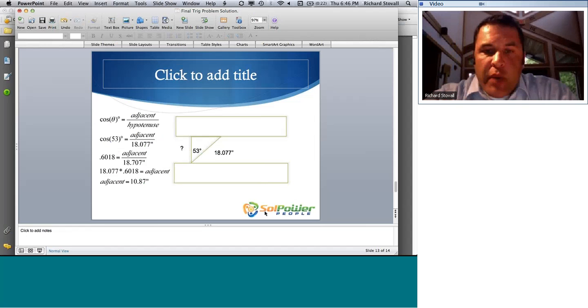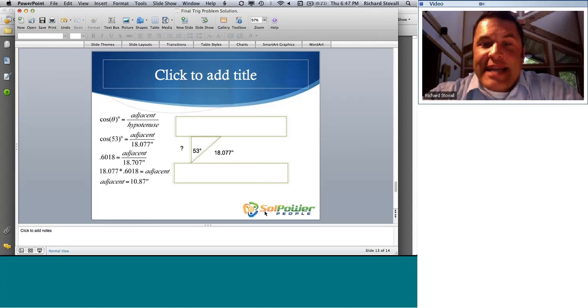So we have the hypotenuse, and we have the angle theta, and we need the adjacent side. So we use the cosine function. Cosine of the angle theta is equal to the adjacent over the hypotenuse. So the cosine of 53 degrees is equal to the adjacent over 18.077 inches. So 0.6018 is equal to the adjacent over 18.077, which means the adjacent is equal to 18.077 times 0.6018.